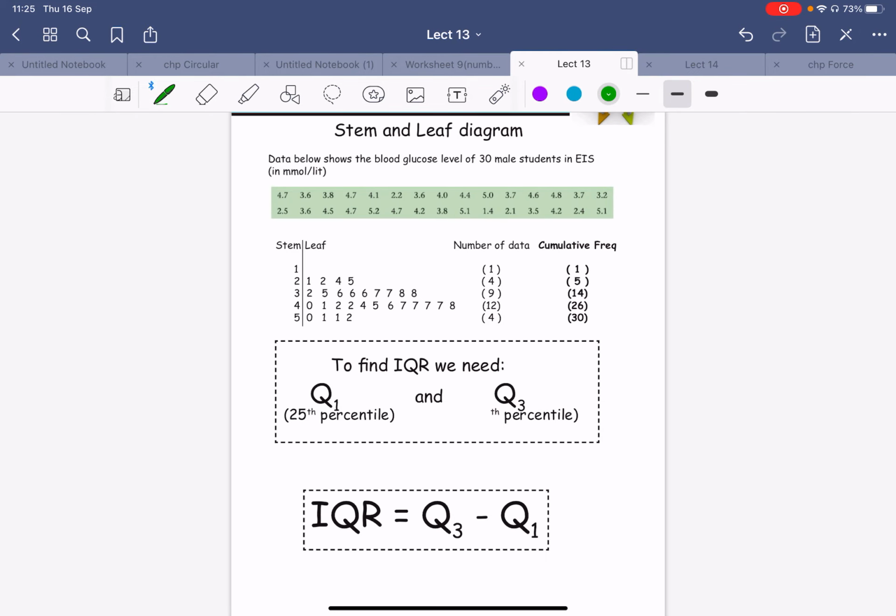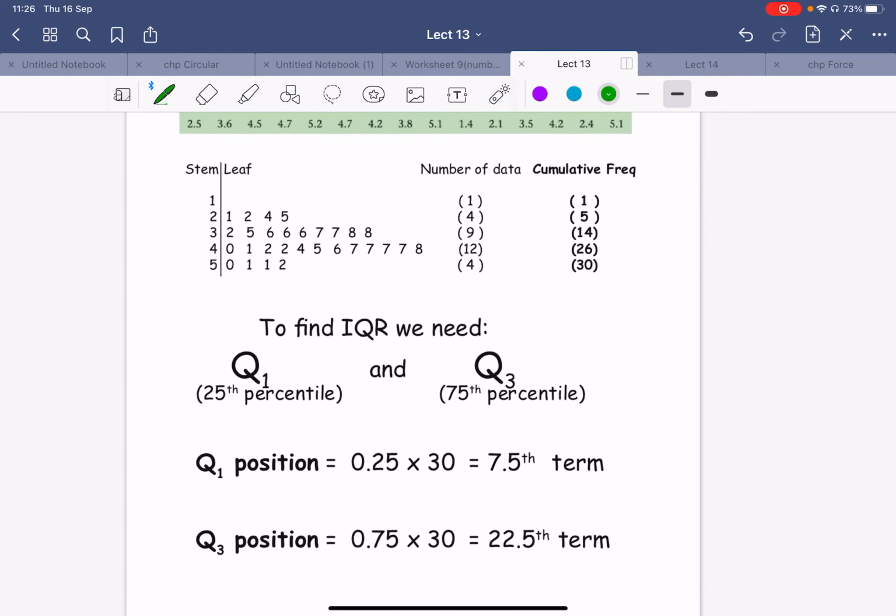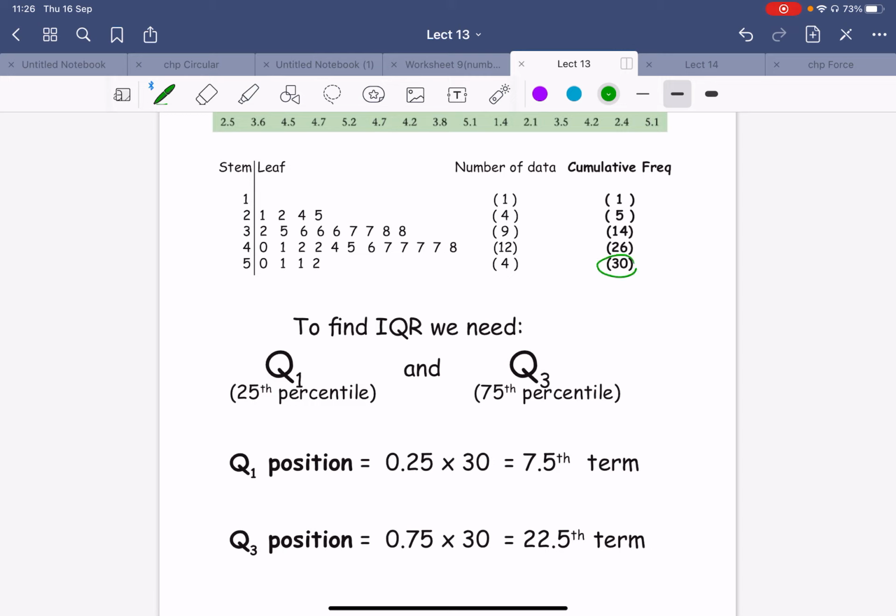Then I'm looking for the IQR. So how can I find the IQR? I need to first find the 25th percentile and the 75th percentile. So what I'm going to do here is simply take this times 0.25 to get the position of Q1. In this case, my Q1 is the 7.5 position. And then Q3, do the same thing. Q3 is the 75th, so 30 times 0.75, which is the 22.5 position, yeah?